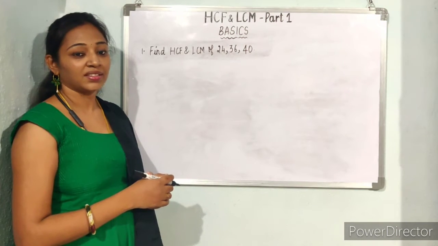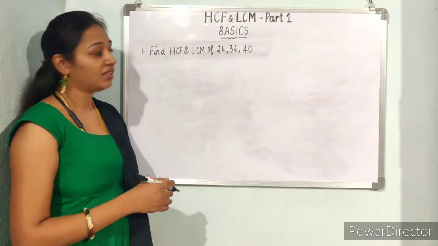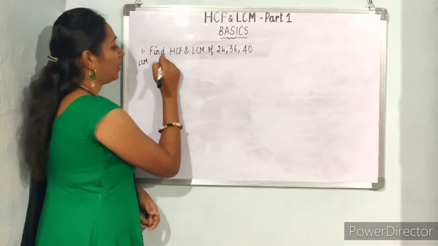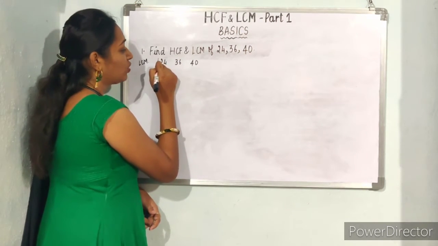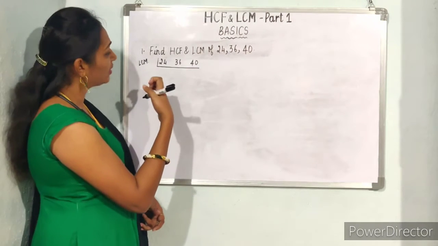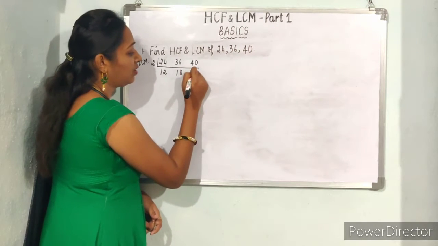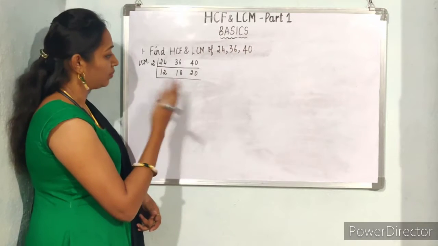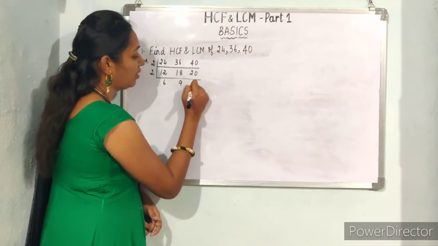The first problem is to find the HCF and LCM of 24, 36 and 40. First let's find the LCM. I'm going for the long division method. 24, 36, 40. First see whether these three numbers are divisible by a common number. Yes, it's divisible by 2. So we have 12, 18, 20. In the next step also, see whether these three numbers are divisible by a common number. Yes, it's divisible by 2. So we have 6, 9, 10.